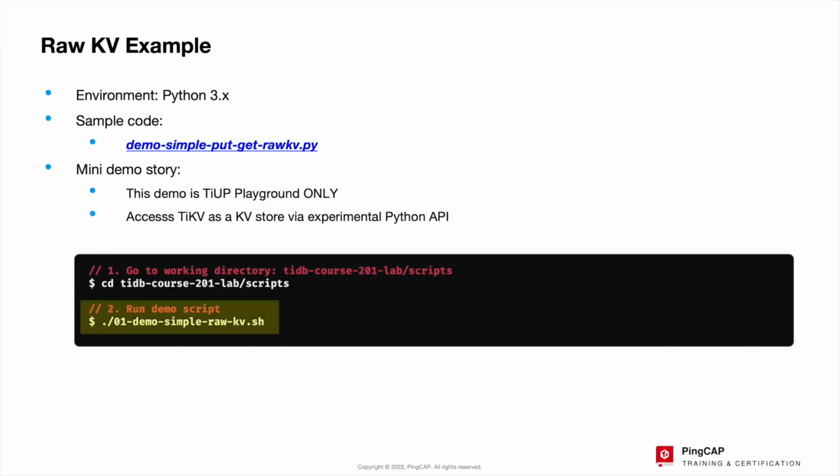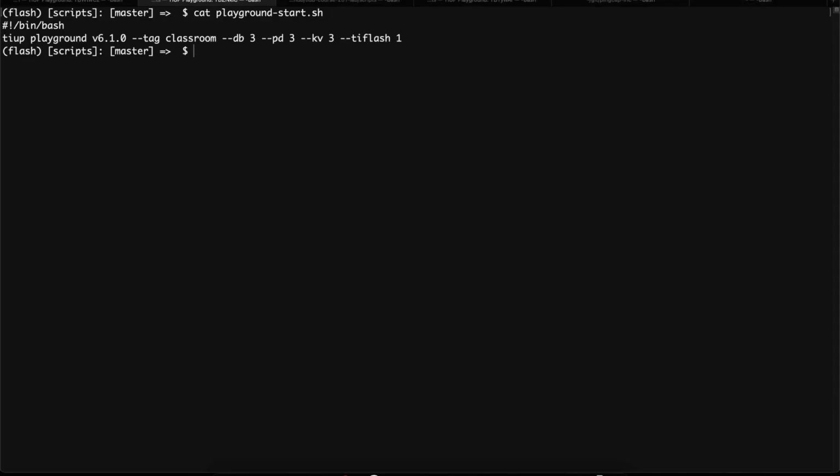The script itself is pretty intuitive. It calls TiUP to spin up a whole TiDB system tagged with the name Classroom. We deployed 3 TiDB instances, 3 PD instances, 3 TiKV instances, and 1 TiFlash instance. Let's set aside the TiFlash instance for now. We'll cover TiFlash later in this course. And no worries, if you don't have TiUP right now, you will have TiUP installed after lab 1 at the end of this course. So let's do it.